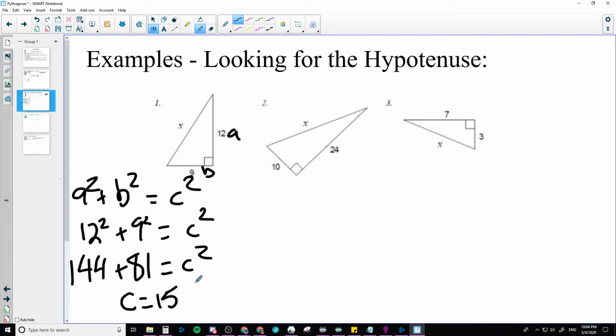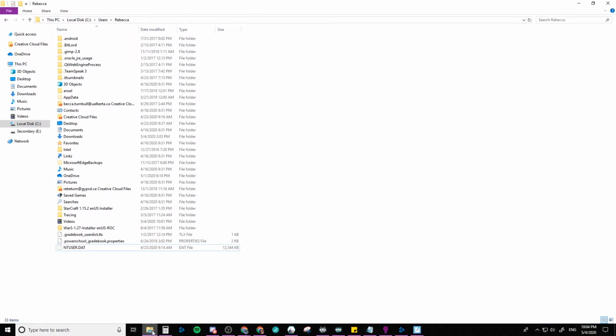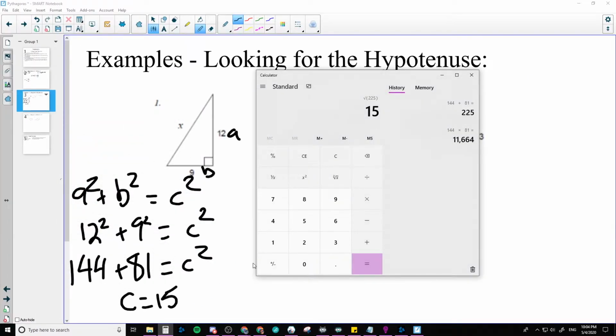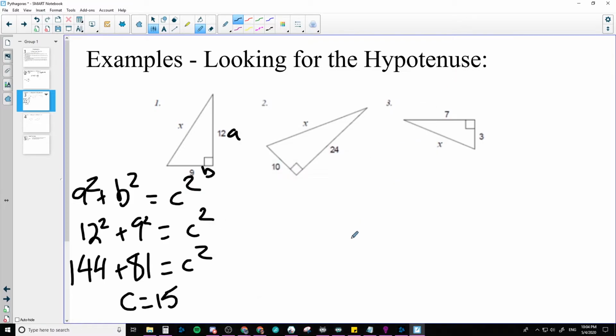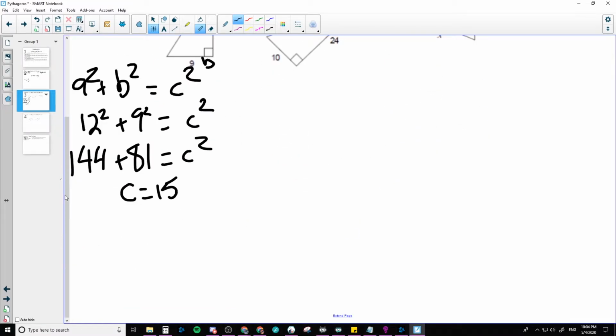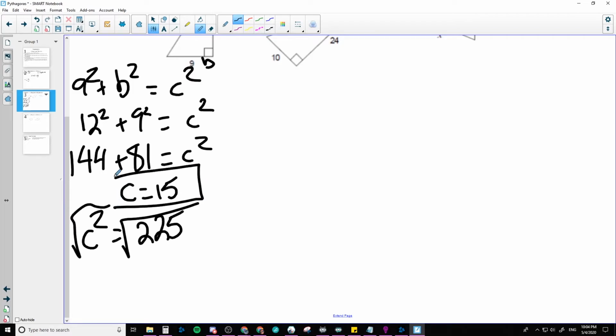Why do we have to square root this? Because this answer, 144 plus 81, is C squared. So when we got our previous answer of 225, 225 is what C squared is. Okay, so C squared equaled 225. We have to square root both of those in order to get our value for C.